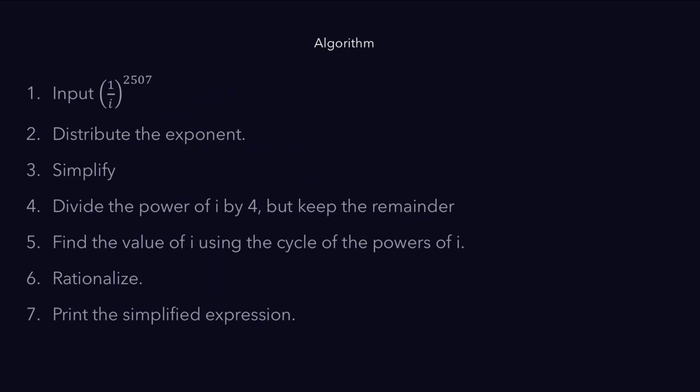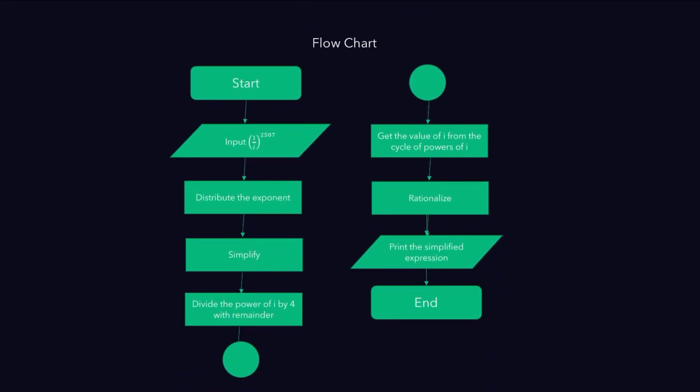Now, we have the algorithm for number 4. Step 1. Input the quantity of 1 over i raised to 2507. Step 2. Distribute the exponent. Step 3. Simplify. Step 4. Divide the power of i by 4, but keep the remainder. Step 5. Find the value of i using the cycle of the powers of i. Step 6. Rationalize. Step 7. Print the simplified expression.